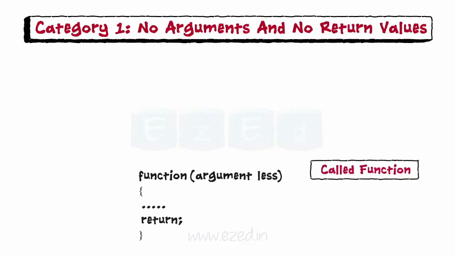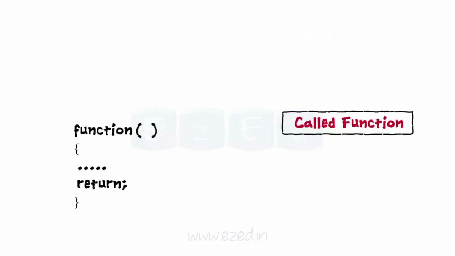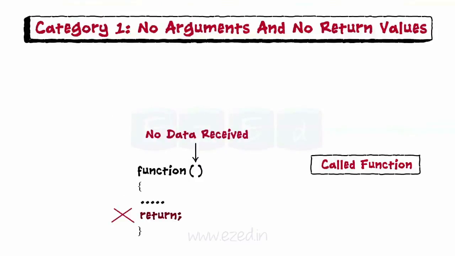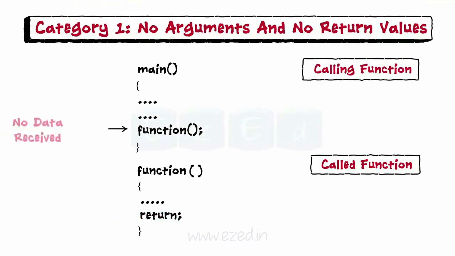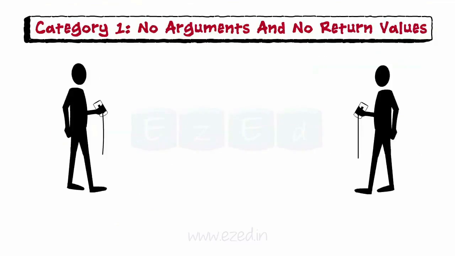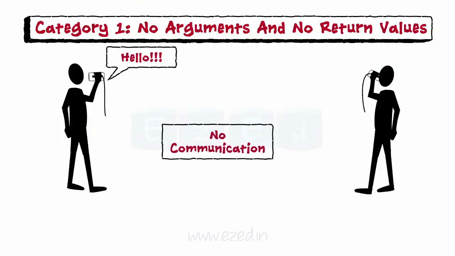Starting with the first category, no arguments and no return values. When a function has no argument list, it means that it does not receive any data from the calling function. Also, when the called function does not return a value to the calling function, then the calling function also does not receive any data from the called function. Thus, in this situation, there is no data transfer between the calling function and the called function.